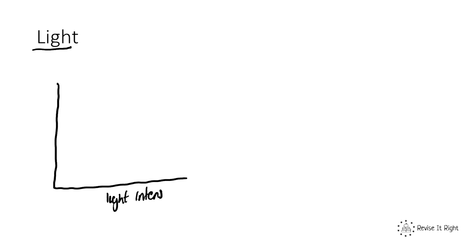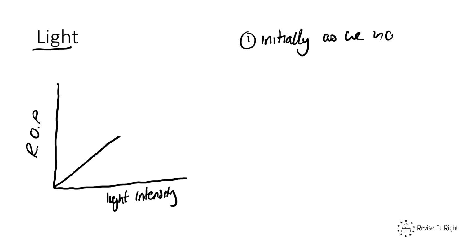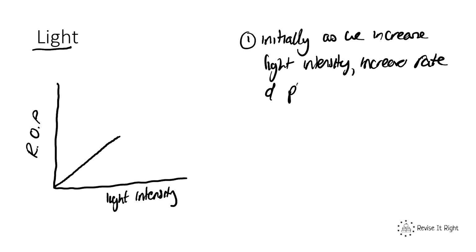The first one we'll do is light. I'll draw a graph to explain as I go. If we put light intensity along the x-axis at the bottom, and rate of photosynthesis along the y-axis, then as we initially increase light intensity, we initially increase the rate of photosynthesis.